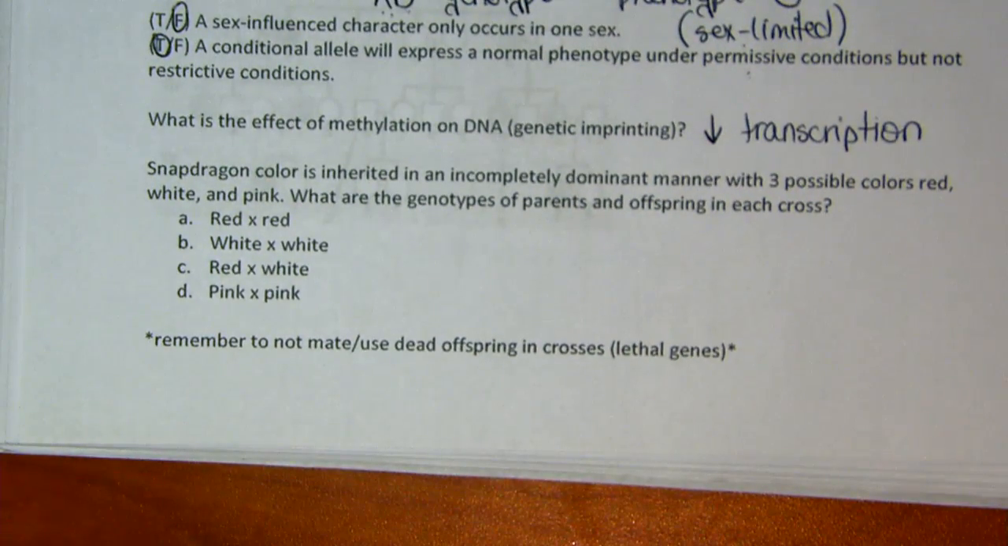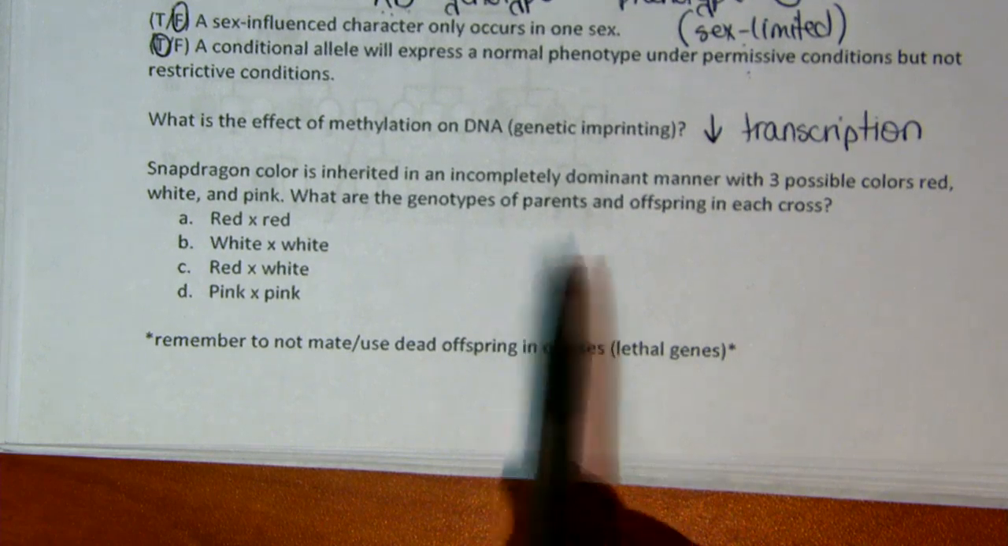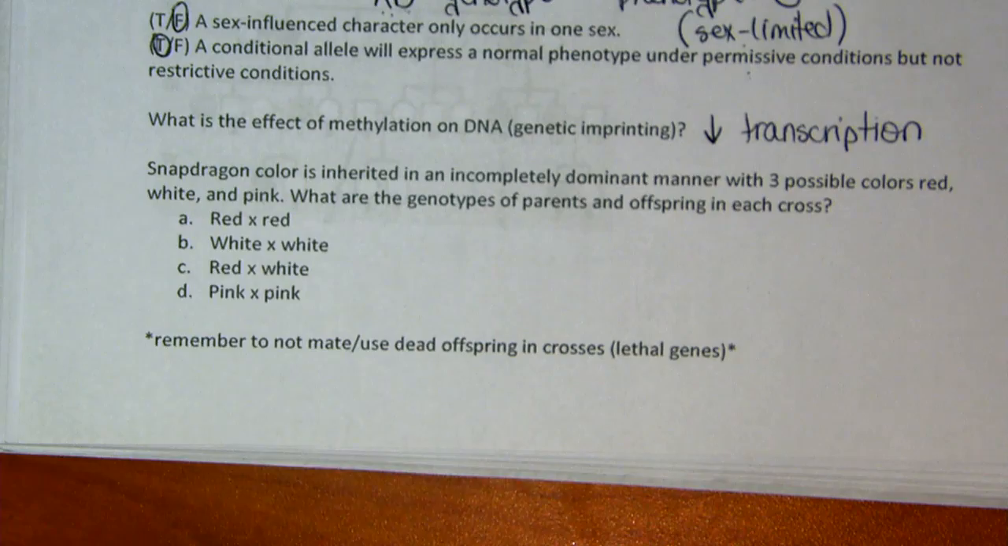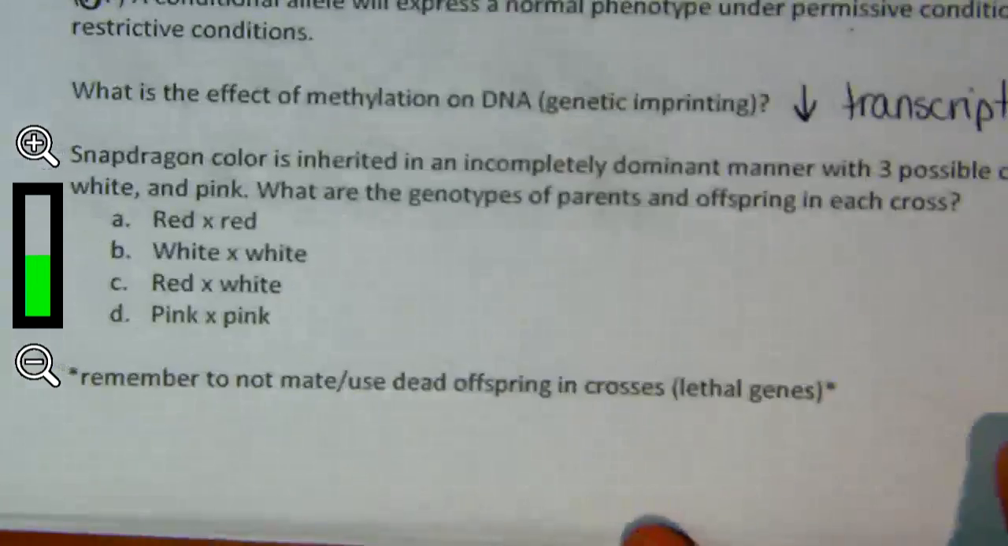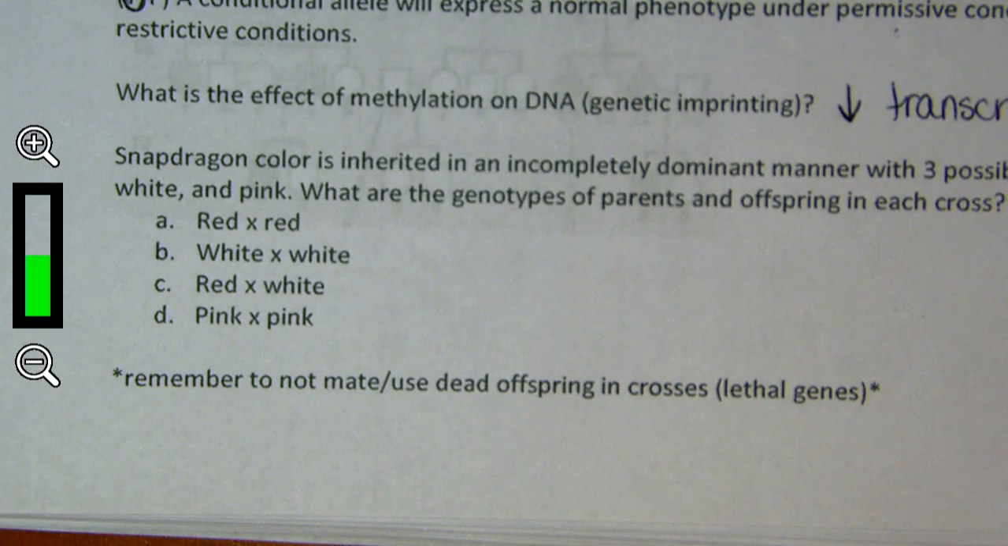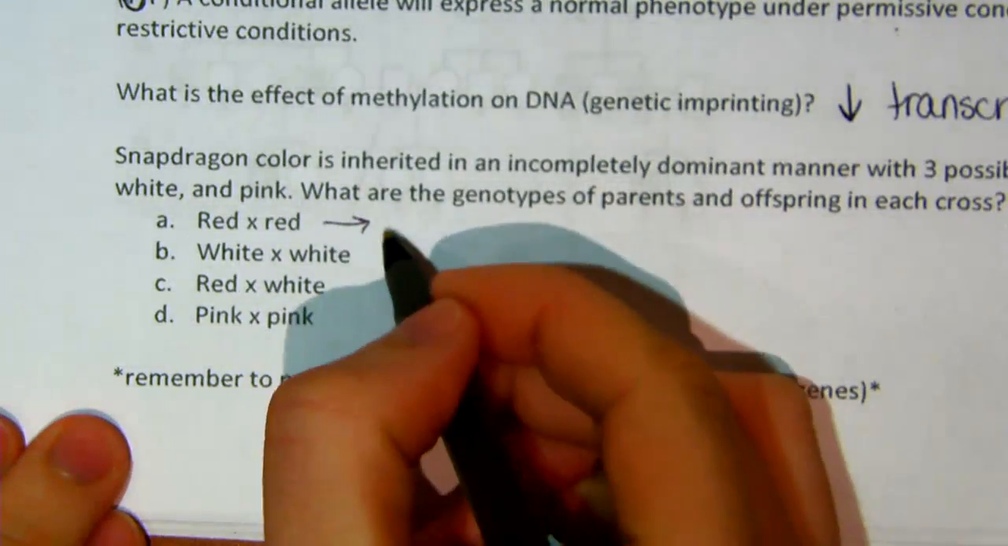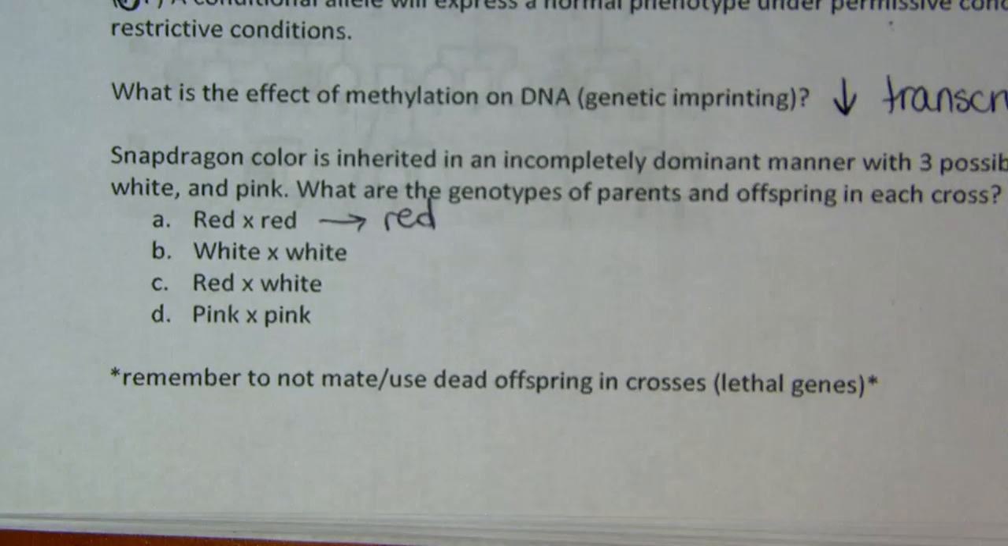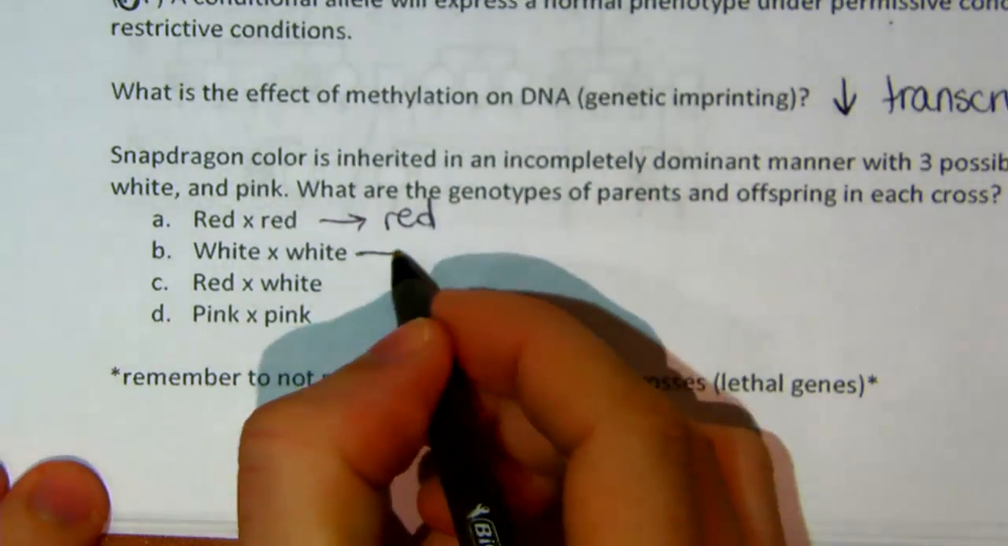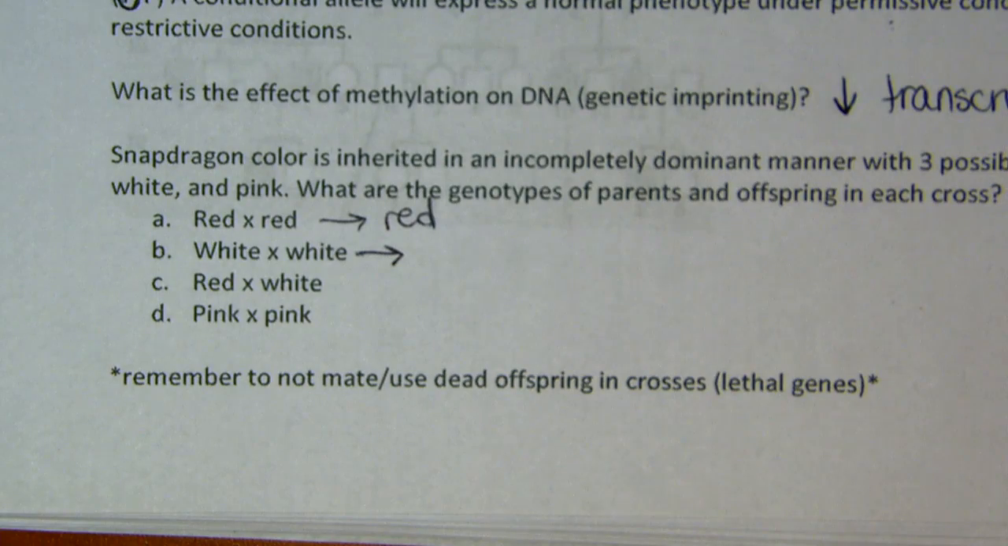So this is an example of an incompletely dominant question. So again, I'm talking here about snapdragons, which is a type of flower. And there are 3 possible colors of snapdragons, red, white, or pink. And it's asking for the genotypes of both the parents and the offspring in these 4 crosses. So if we cross a red flower with a red flower, what are we going to get? Good, everybody is going to be red. And whatever you choose to represent red in the Punnett square is just going to always be red. That's everything.